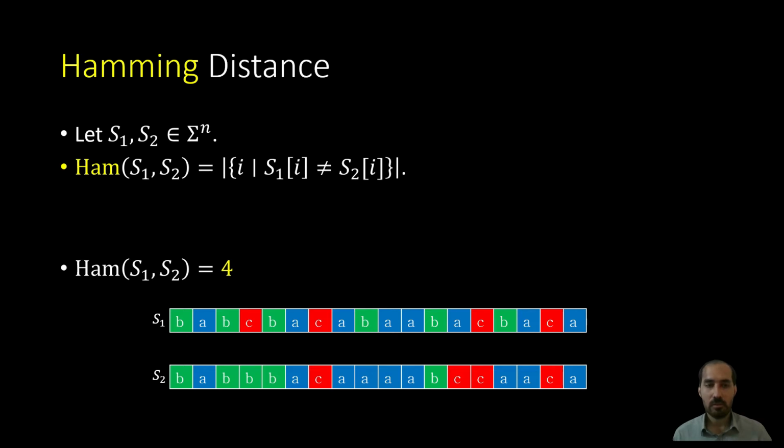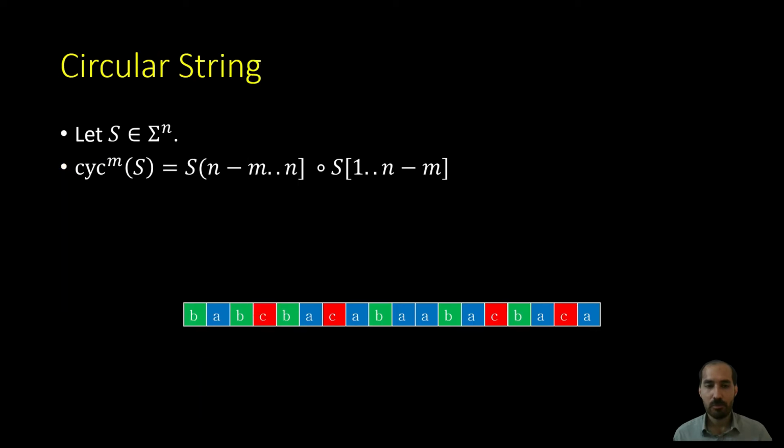The Hamming distance of two strings of the same length n is the number of aligned mismatches between the two strings. In this example, the Hamming distance between the strings is 4.